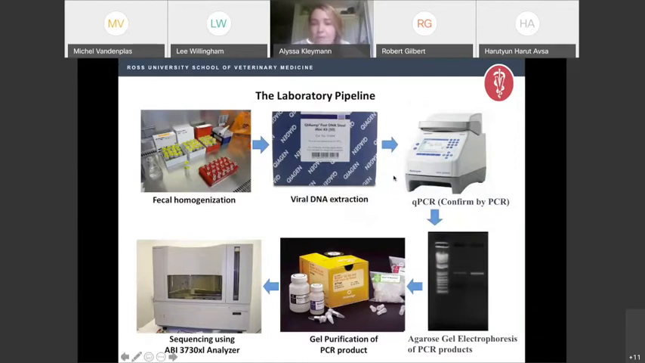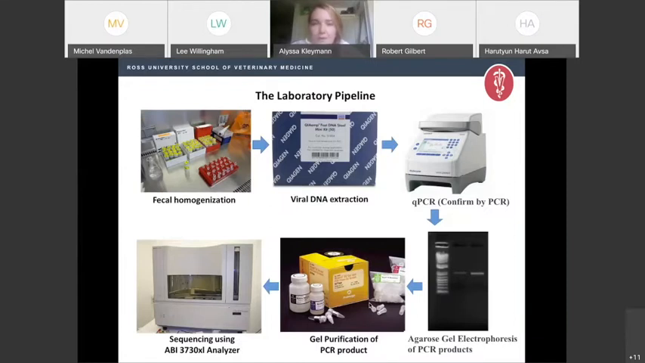From there, we wanted to screen for PCV samples. So we used qPCR as well as PCR to confirm those results. Here you can see what an example would have been like using PCR and then using gel electrophoresis to view our amplicons. From there, we gel purified our PCR products and sent for sequencing to analyze the data.